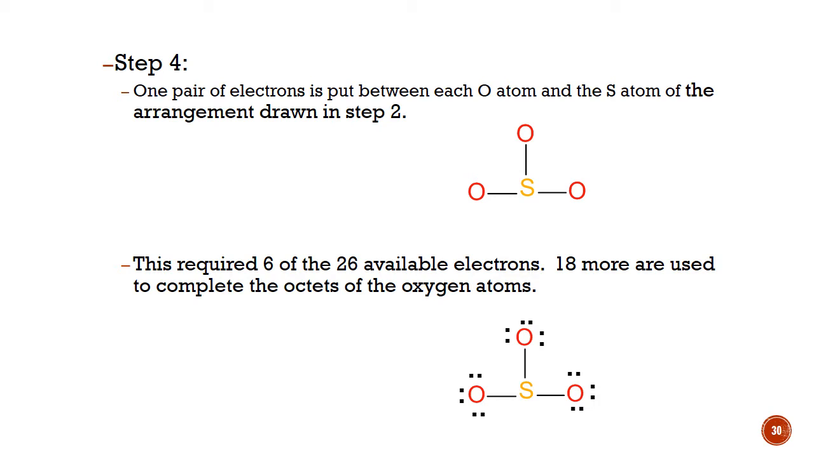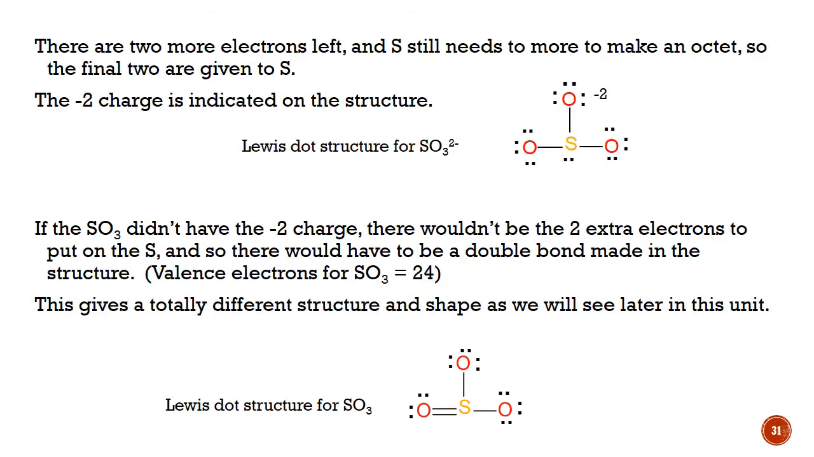Well, if you look, the sulfur needs 2 more, and so we can give those last 2 electrons to sulfur. You can see on the top structure. So SO3 negative 2 doesn't have any double bonds or any kind of multiple bonds. Every element has 8 electrons.